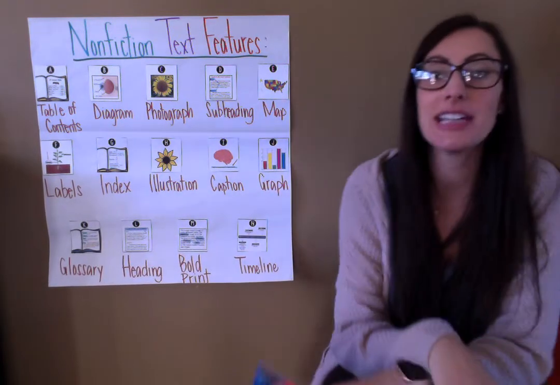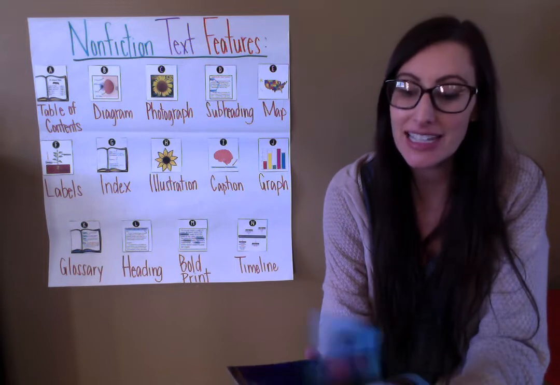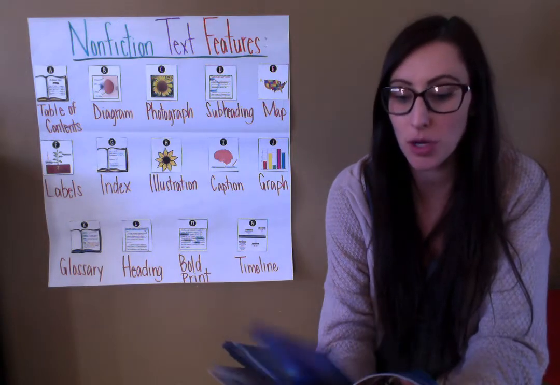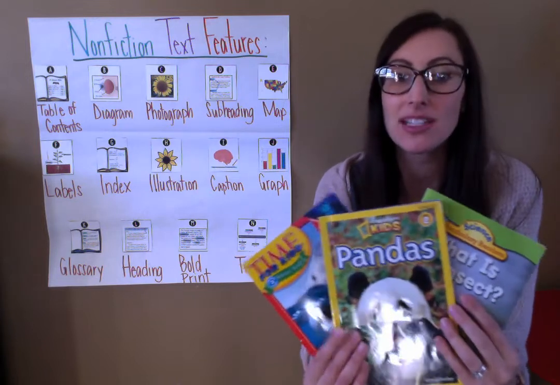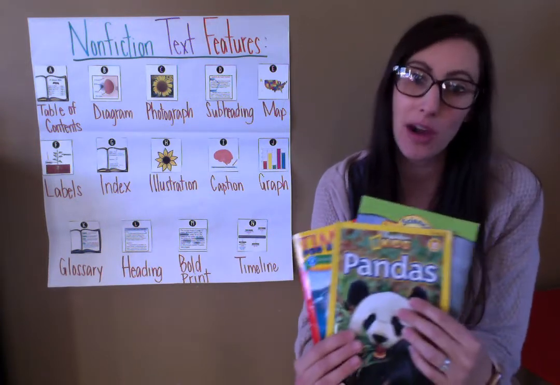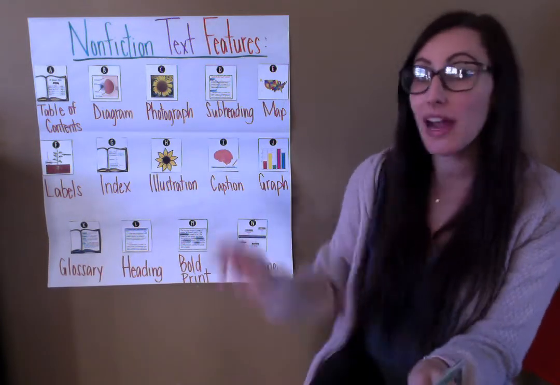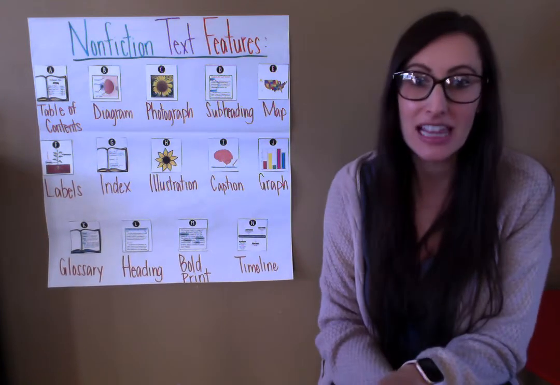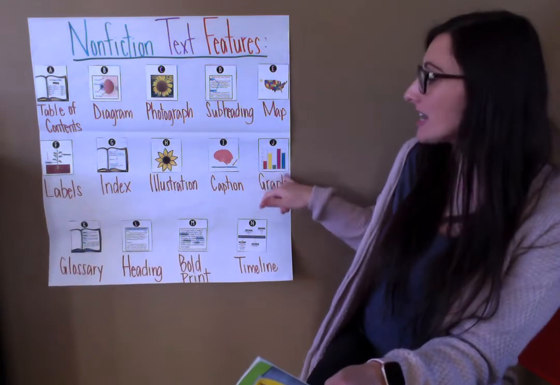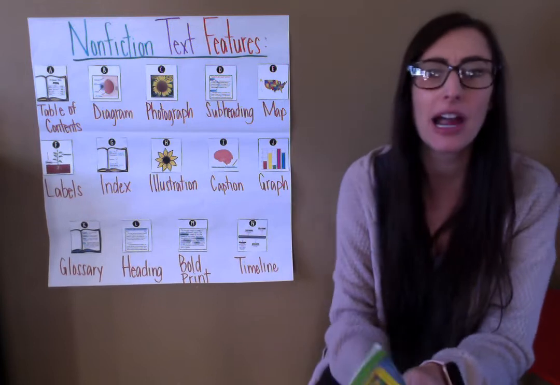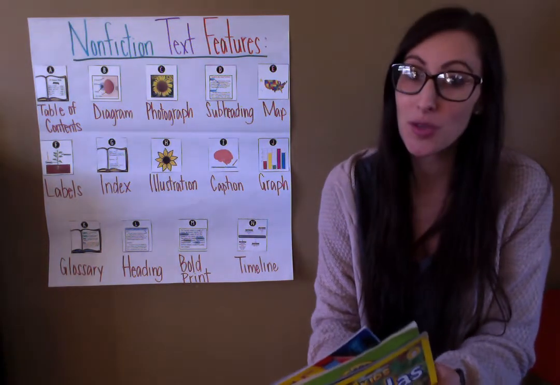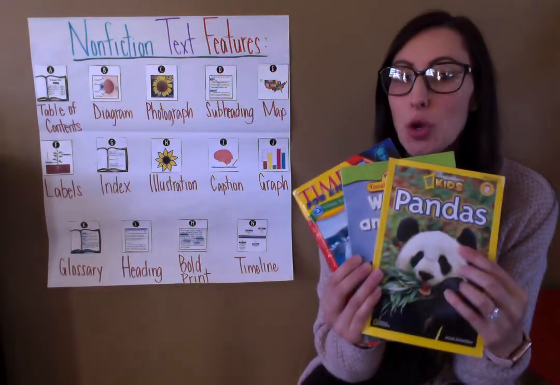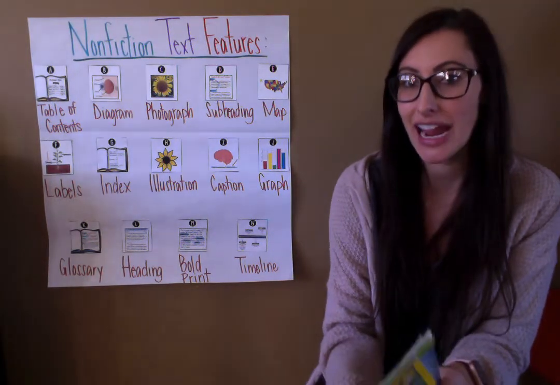Just like letter E, a map, you're not going to see those in every nonfiction book you have. So I didn't have a map in any of my nonfiction books. I also don't have a graph, but we should be familiar with graphs from math class. So if you see any kind of data, like a bar graph, a pictograph, that's going to be something you learned in math. But again, I can't show you in the book because I don't have it.